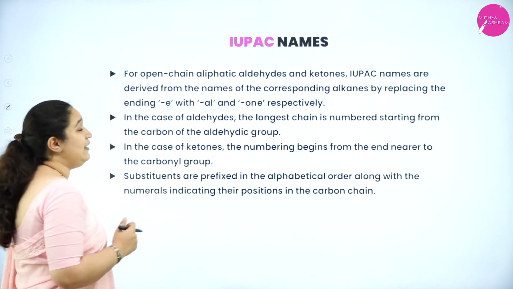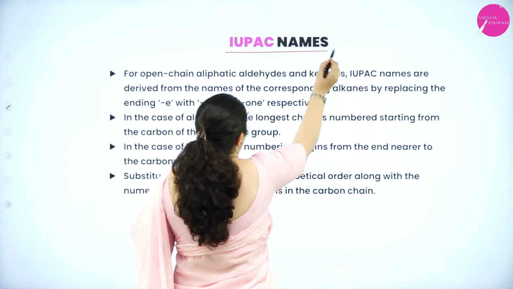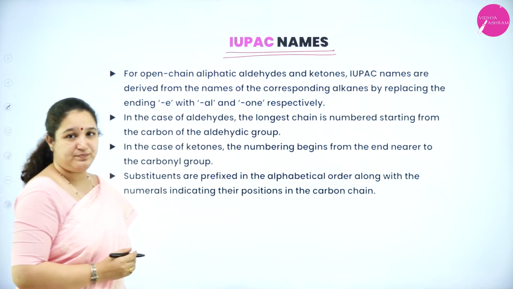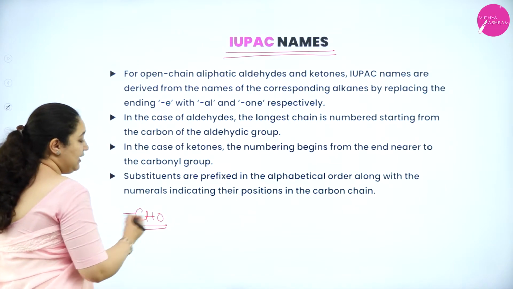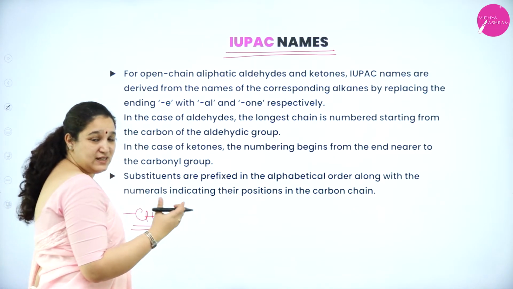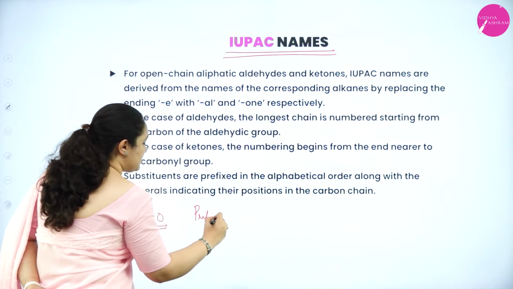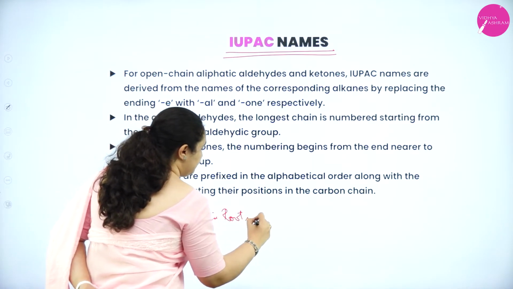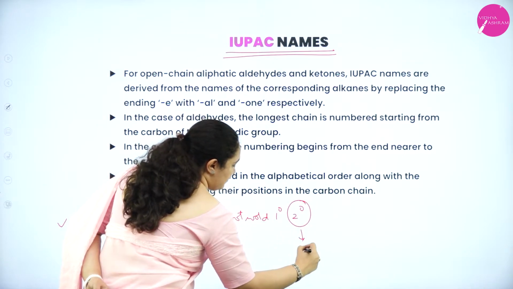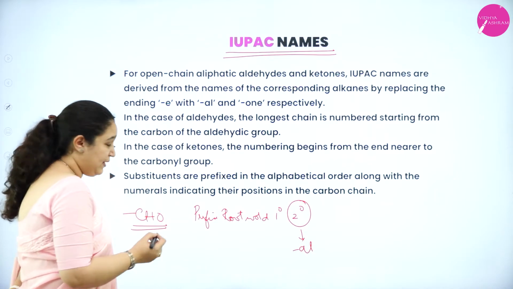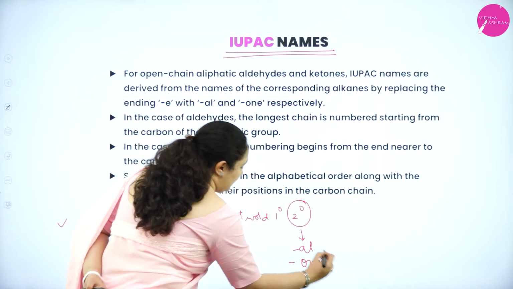Next is the IUPAC naming. Under IUPAC naming, what are the rules which we require? Now, when the CHO functional group is present, then the secondary suffix, in the IUPAC name, what are the parts we have? We have prefix, root word, primary suffix, and secondary suffix. The secondary suffix will be AL, isn't it? And when it is a ketone, where the C double bond O group is present, it is ONE.